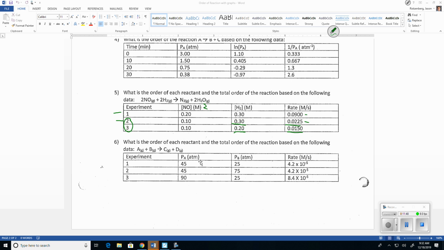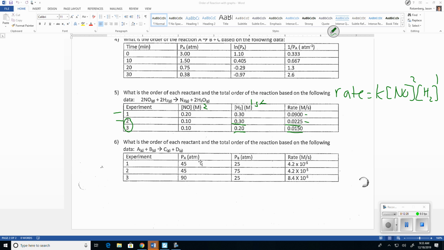So whatever I do to the concentration of a reactant, if it has the exact same effect on the rate of a reaction, that's first order. Again, whatever I do to the concentration of a reactant, if it does that squared, it's second order. If it doesn't do anything to the rate, it's 0 order. If I were to write the rate law for this, it would be rate equals K times the concentration of NO to the second power times the concentration of H2 to the first power.